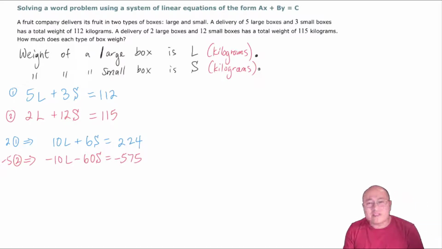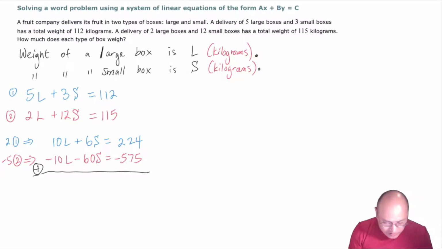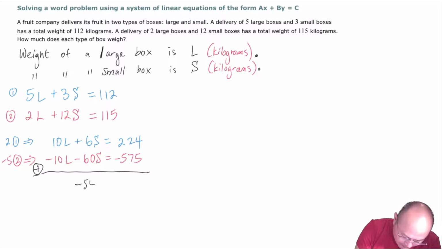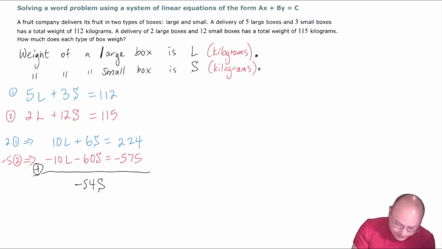And we're going to go ahead and use the addition method. If you use the addition method, we're going to add the 2 equations vertically. And notice the L's, we get 0 quantity of L's. So that's just 0. And we get -54 times S. And what's 224 minus 575? Go ahead and take your handy dandy mathematical microwave here. 224 minus 575, we get -351.